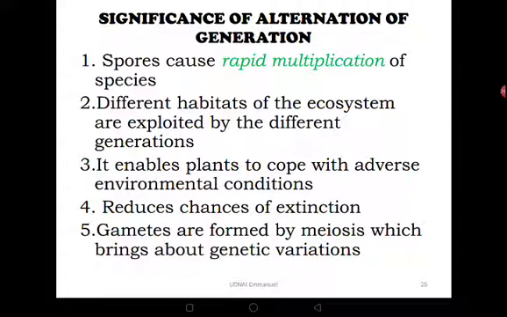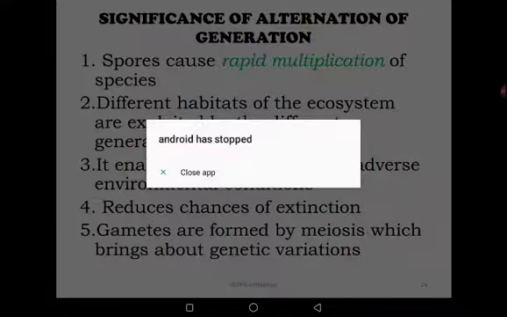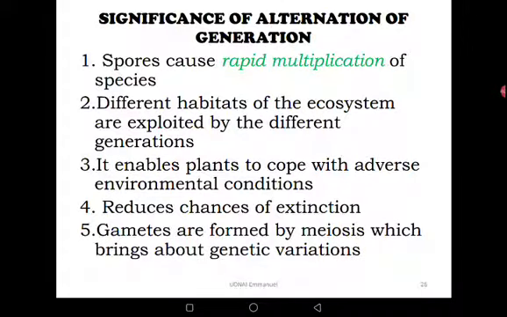And then it enables plants to cope with adverse environmental conditions. That is true. It also reduces chances of extinction. Remember, some of these spores can live for so long, waiting for conditions to be available, then they germinate. So at any time they can grow. Gametes are formed by meiosis, which brings about genetic variation, which is good for hybrid vigor and perpetuation of organisms.